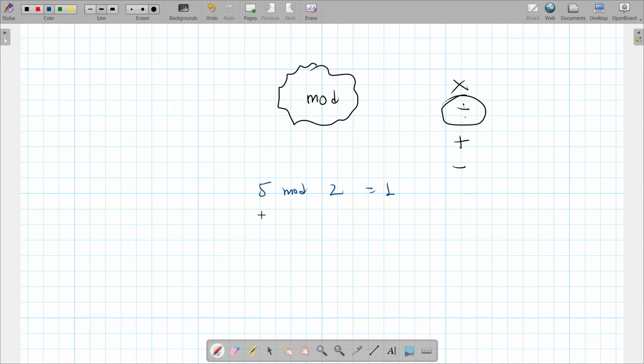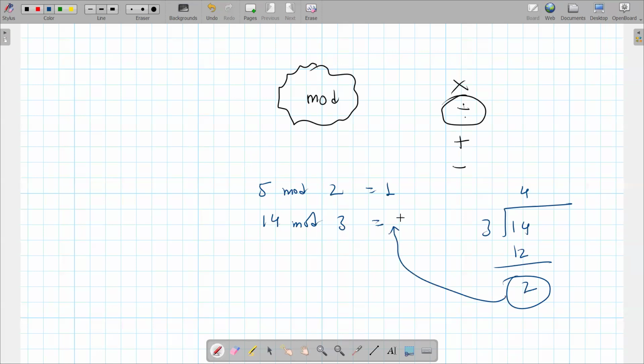Now let's try another one. 14 mod 3. So 3 is going to go into 12. What's the remainder? It's 2, right? So this is what it is. You have 14 here. 3 times 4 is 12. And then you have a remainder. This is the answer to the mod, okay? It's just the leftover remainders.